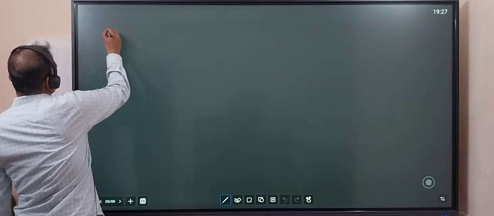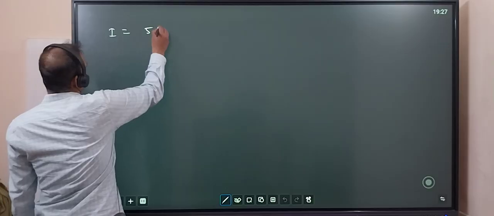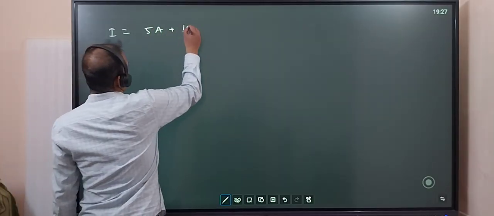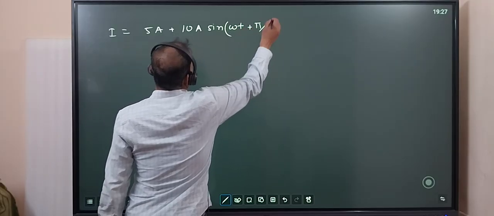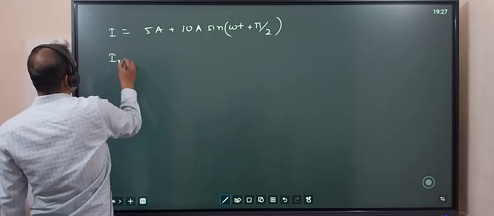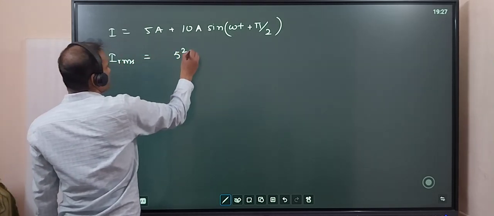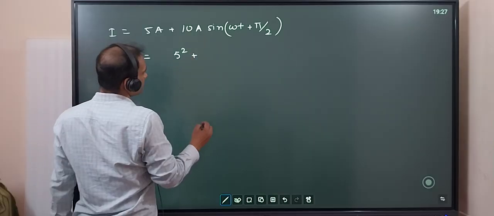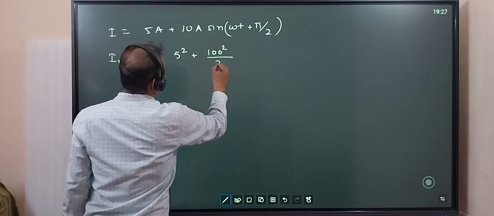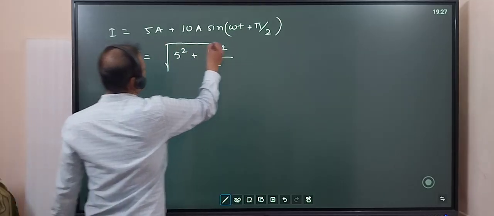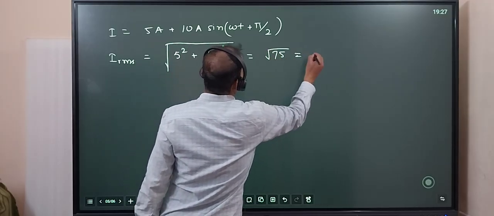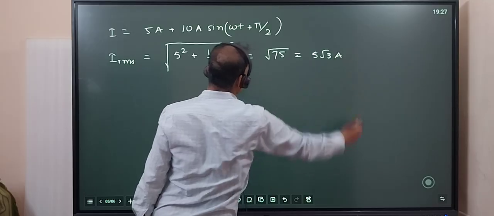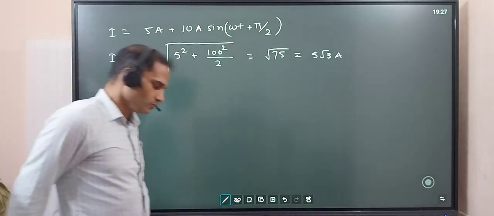For example, suppose the current is 5 ampere plus 10 ampere sine omega t plus pi by 2, and suppose someone asks you the RMS value, then what you have to do? For the DC part, just the square, but for this you have to square and divide by 2. So the RMS value is squared, and then you add them and it will become root 75 or 5 root 3 ampere. So this is the RMS value when the things are mixed.